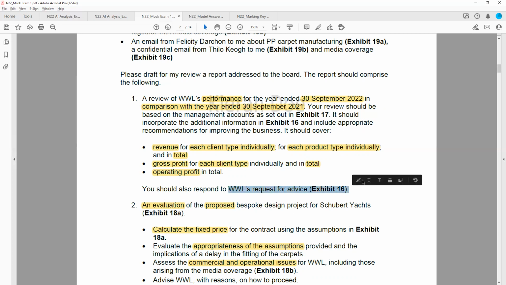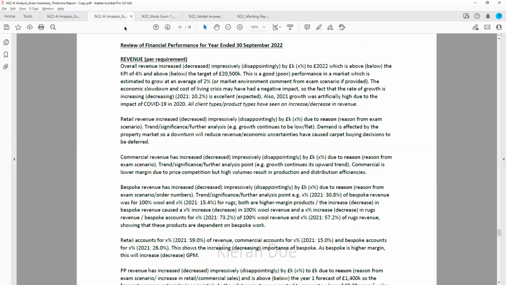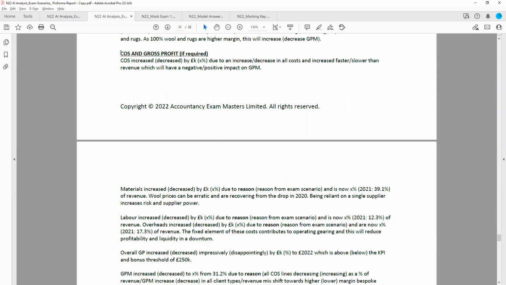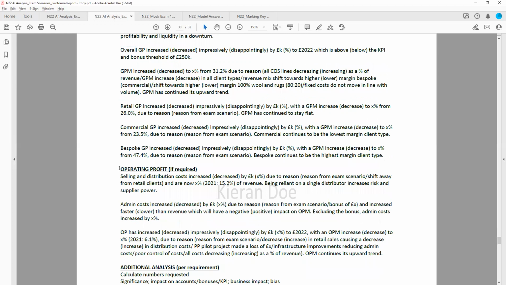Now there's a separate request for advice, which we'll talk about separately. So revenue, gross profit, and operating profit. These should be your headings. So you have your pro forma report. We prepare this for every case study exam. So focus on the requirement. We're obviously going to have revenue. We're going to have gross profit as a heading, and we are going to have operating profit as a heading.